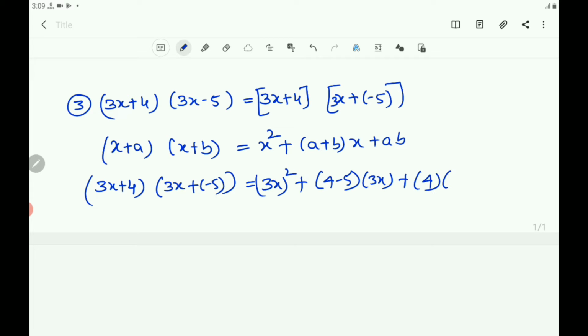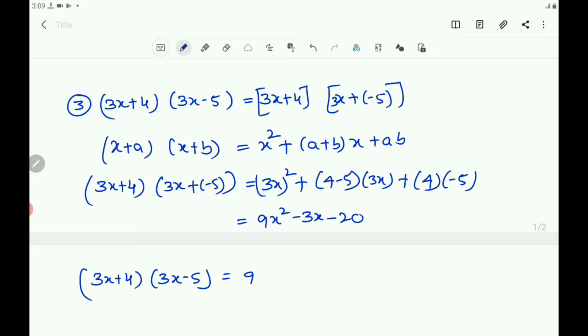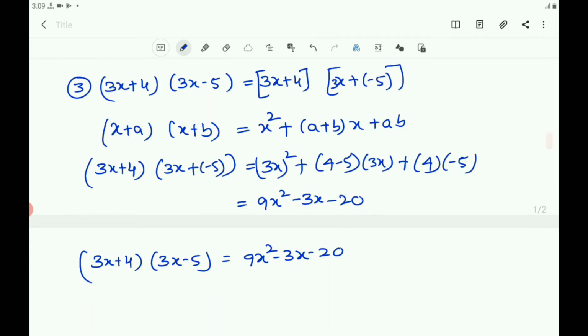ab is 4 into minus 5. Then you write (3x) whole square is 9x square, and 4 minus 5 is minus 1. Minus 1 into 3 is minus 3x. Then the product of 4 and minus 5 is minus 20. So (3x + 4)(3x - 5) equals 9x square minus 3x minus 20. The product of 3x plus 4 and 3x minus 5 is 9x square minus 3x minus 20.